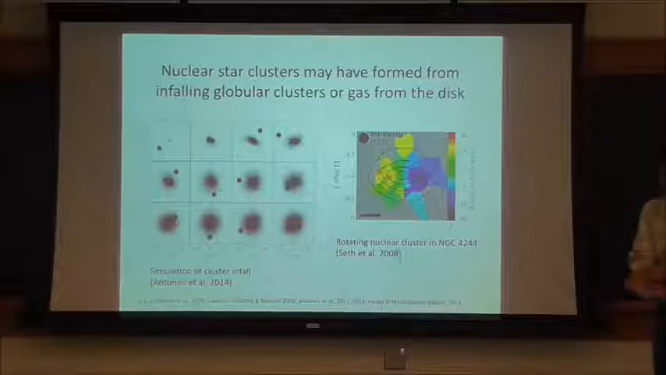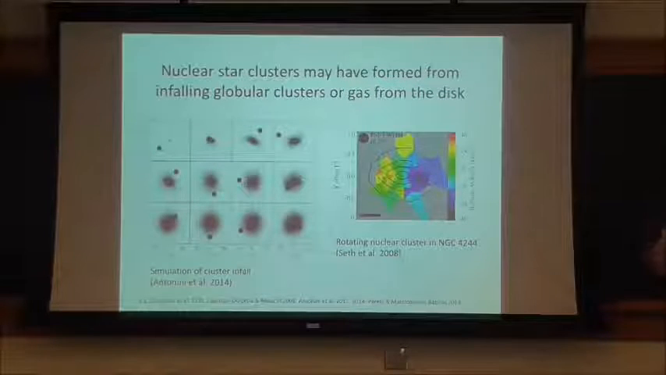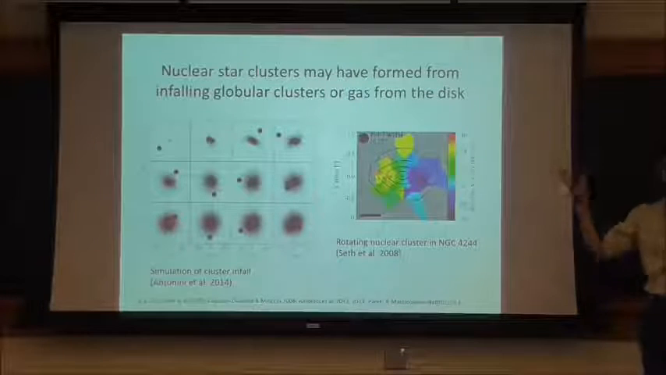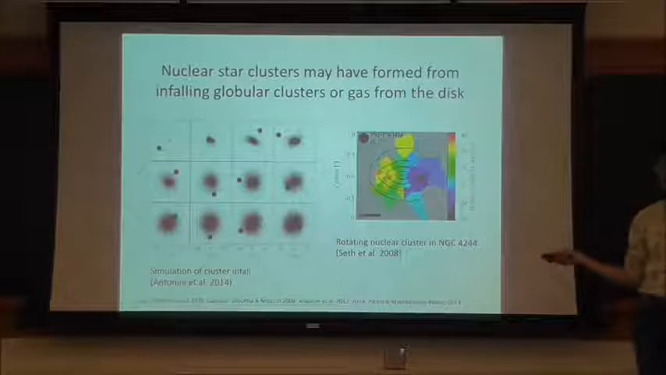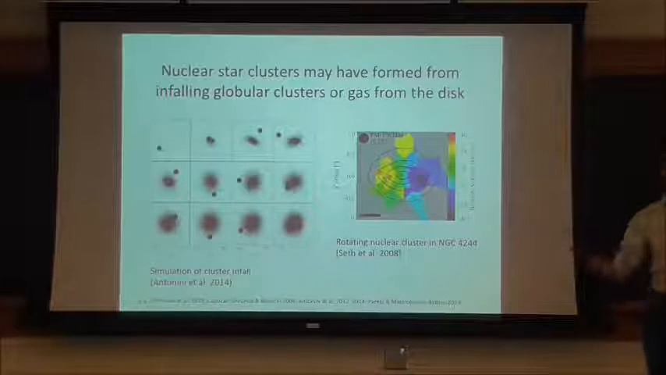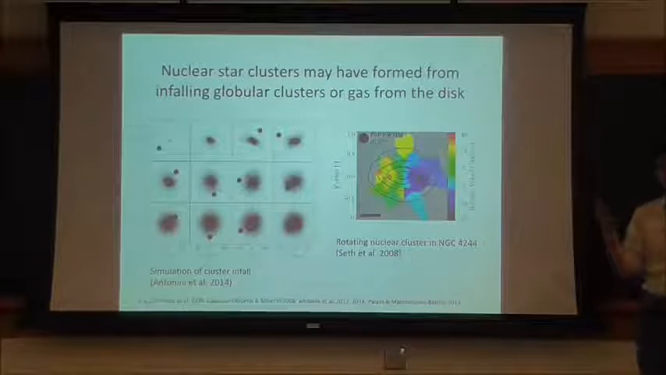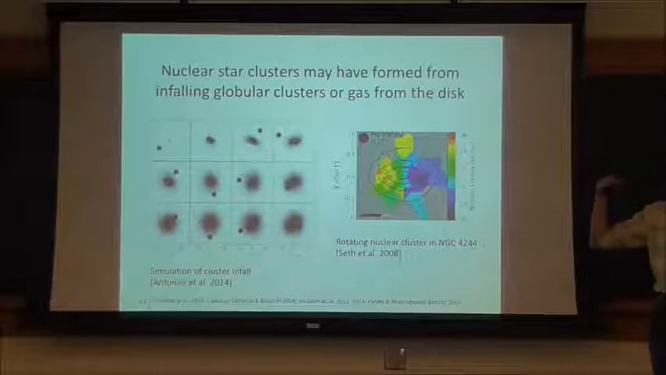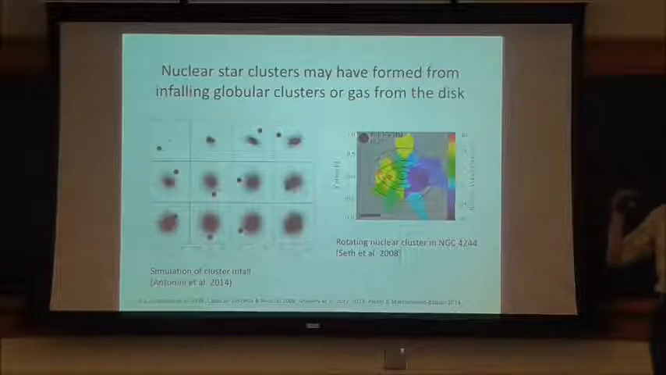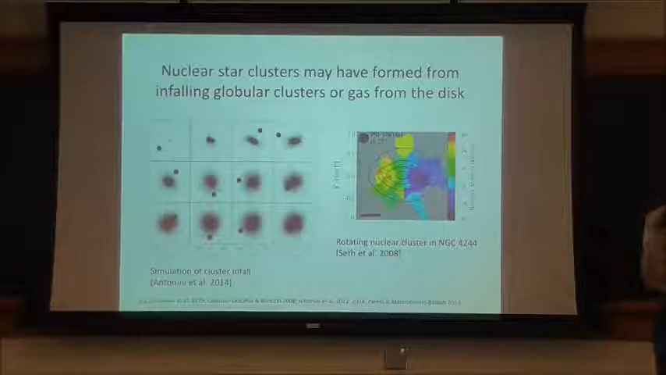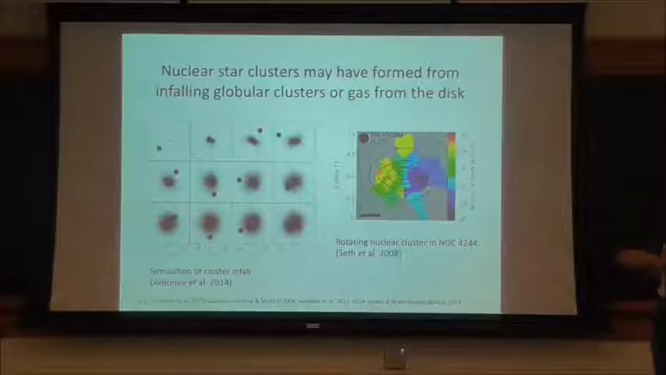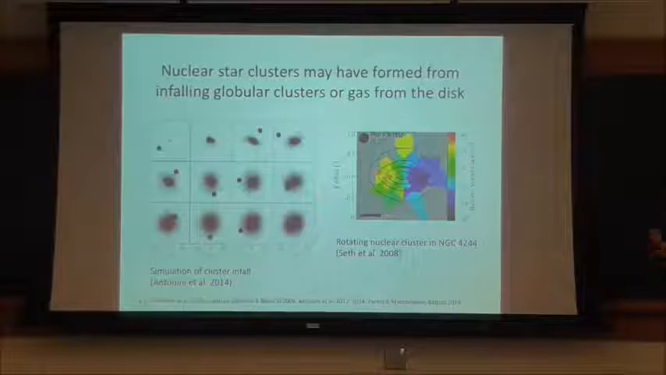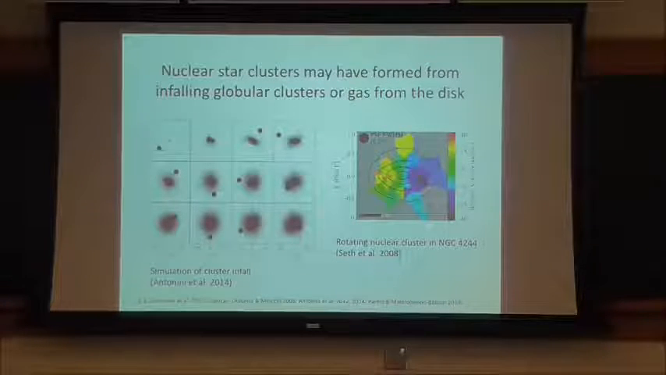In pretty brief, there are 2 main theories about the formation of nuclear star clusters, these large nuclear clusters at the center of galaxies. One is that they could be formed by the collection of globular clusters. This is a simulation of how globular clusters can fall to the center and make a giant cluster in the end. Another idea is that they're formed from gas in the disk that funnels in. In that case, you might see a disk if the star cluster is young enough. This is what Seth et al. in 2008 saw in the nuclear star cluster in NGC 4244.